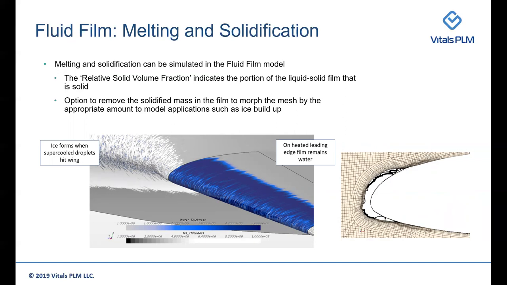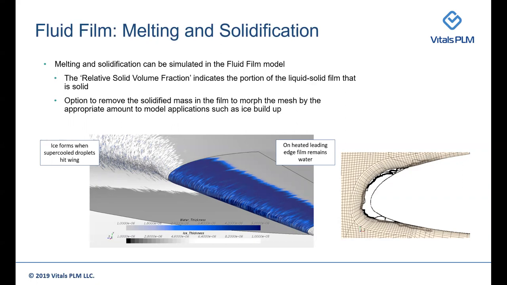Within the fluid film, it is possible to model melting and solidification of the fluid film or the thin film. Here we see an example of ice formation when the leading edge of the aircraft has been hit by supercooled droplets. On the other side, we see the formation of water from the ice deposited when the aircraft surface has been heated.